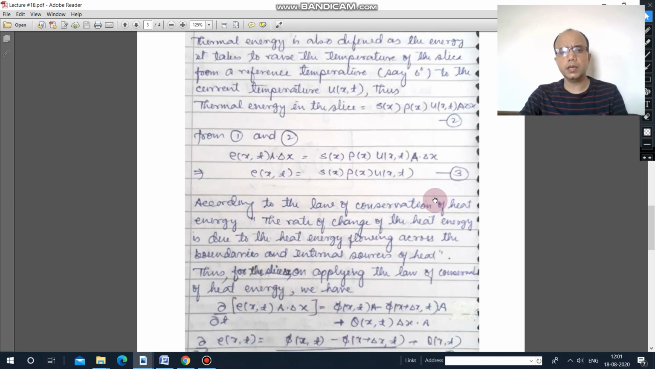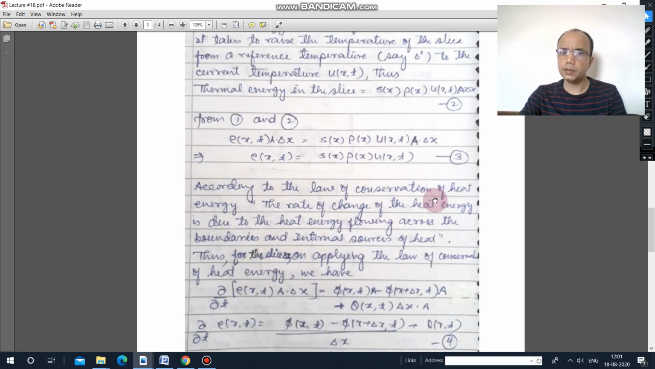So now you have the value of E(x,t). Okay, just leave it. Now do some other calculations. Clear? Now according to the law of conservation of heat energy, the rate of change of heat energy is due to the heat energy flowing across the boundaries and internal sources of heat. Clear? Here we are using the internal sources also. In some cases, internal sources may be 0. For example, if it is solid, then heat cannot be produced internally.